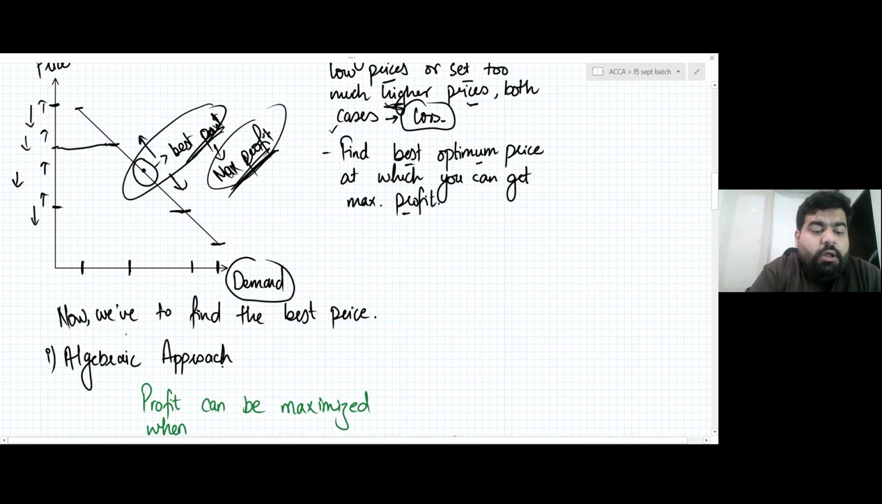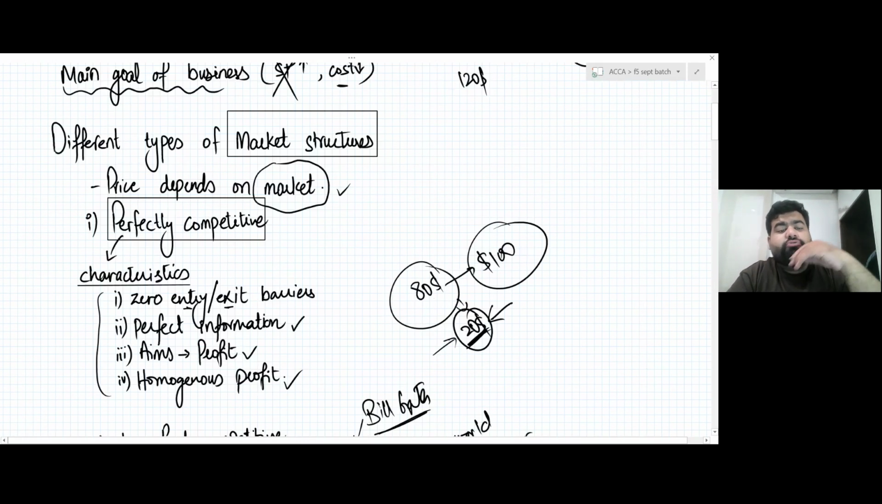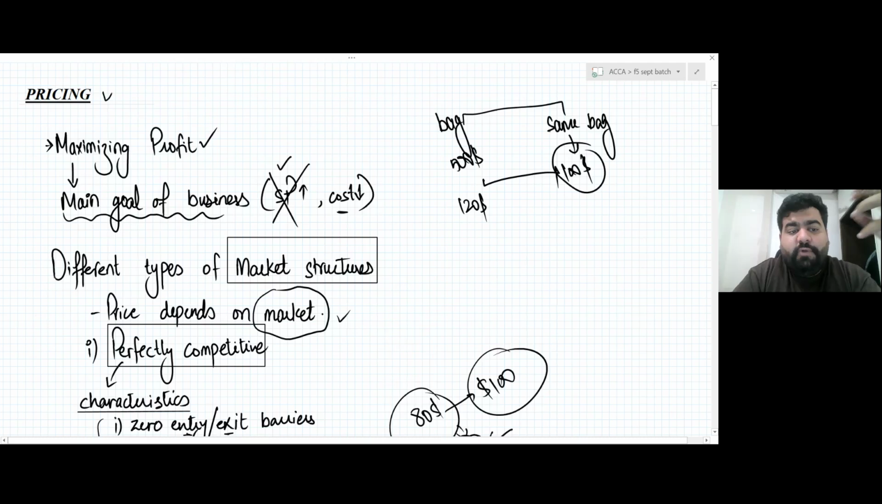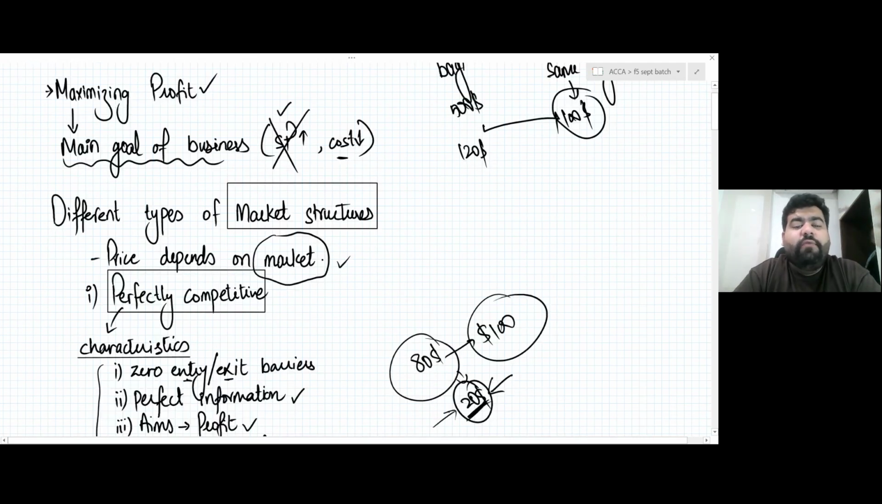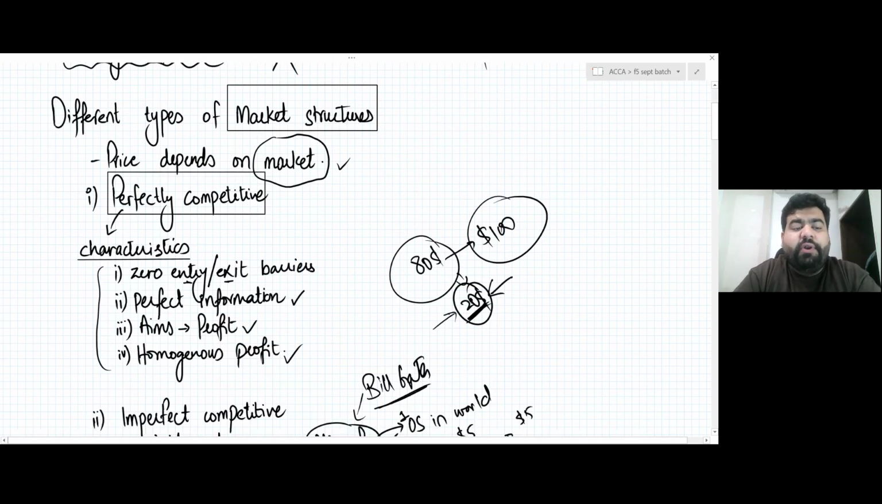Now we have to find the best price. So let us just revise quickly. First, we have understood that in pricing, our motive is to maximize the profit. So always increasing the selling price will not lead you to profit. Sometimes decreasing it will lead you to profit. Secondly, price depends on market structure.